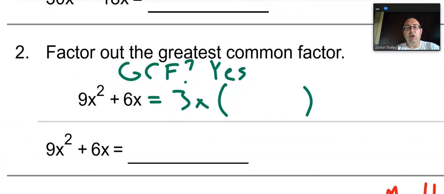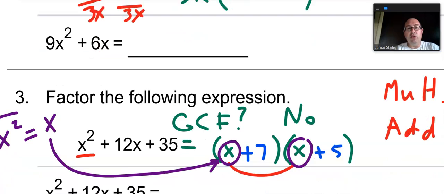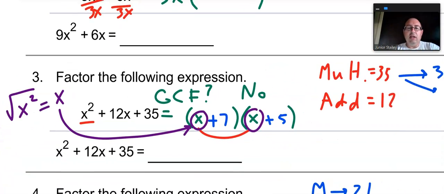Question 2, very similar. Does it have a GCF? The answer is yes. We pulled out a 3x. I'll let you finish that thought process. You're just taking each one of these things and dividing by 3x to get this figured out.